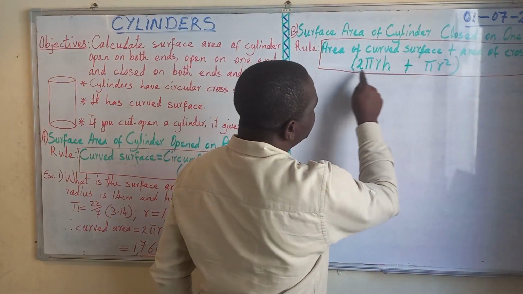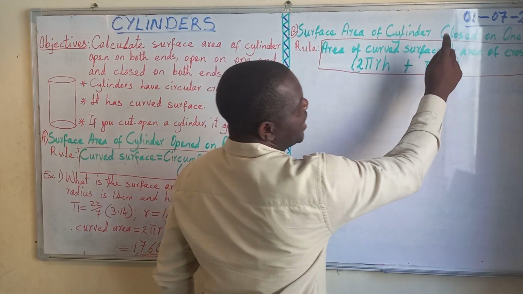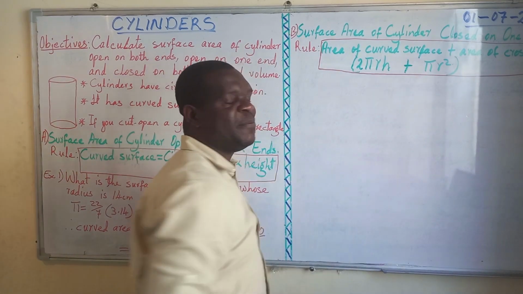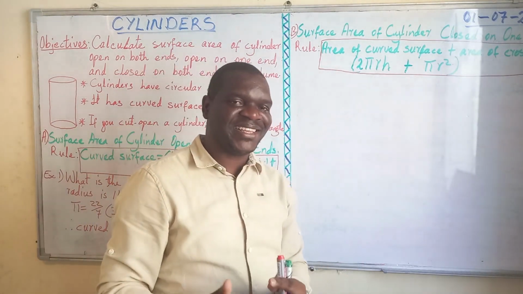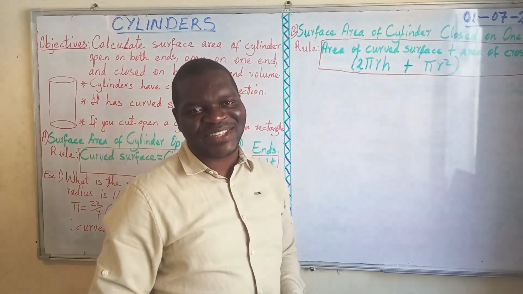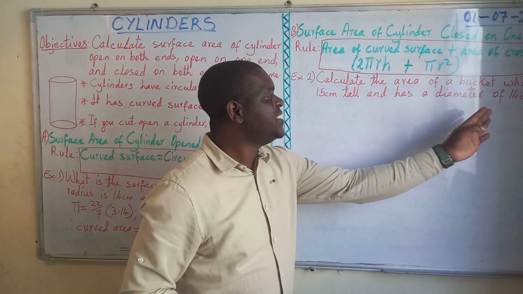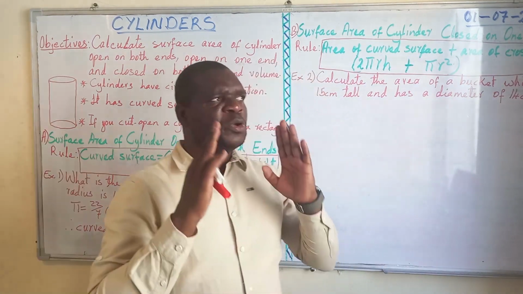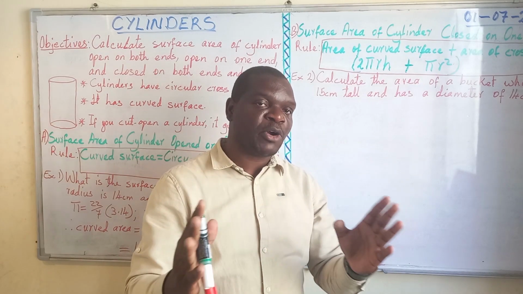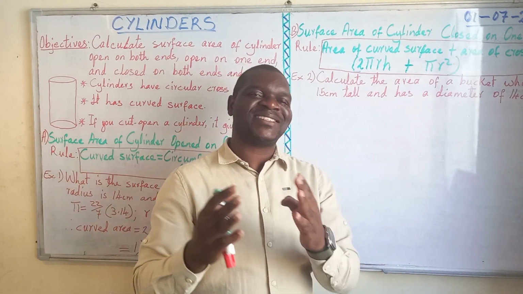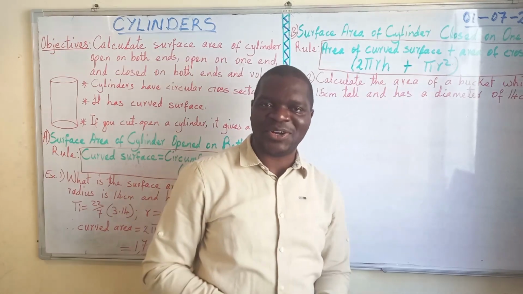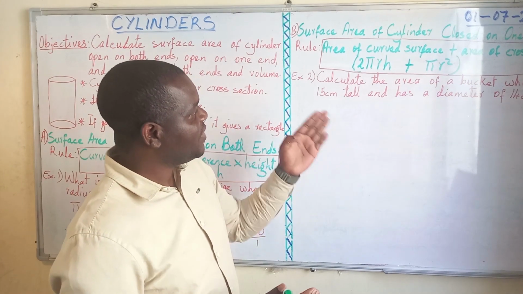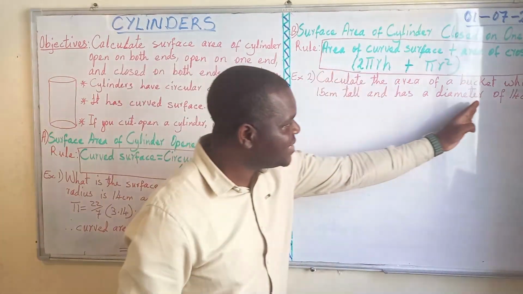Area of curved surface, which is 2 pi radius height, plus area of cross section, and the cross section is a circle, so it is pi radius square. Now let's apply this rule practically in an example to see how this is done. Calculate the area of a bucket which is 15 centimeters tall and has a diameter of 14 centimeters. You have to picture in your mind, what is a bucket? A bucket is called a bucket because it is open on one end and closed at the other end. So this is a cylinder which is closed on one end, and therefore this is the rule we are going to apply in this question to solve.